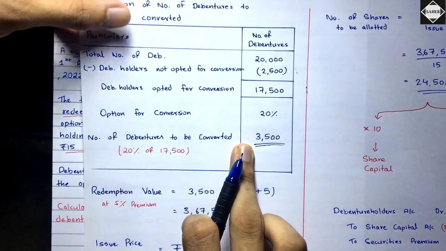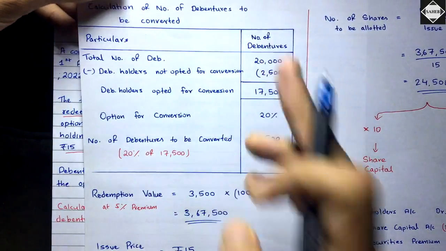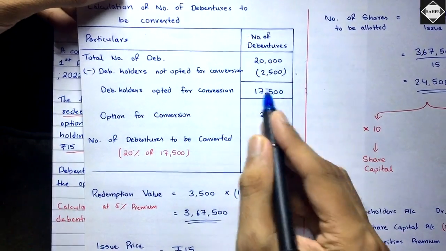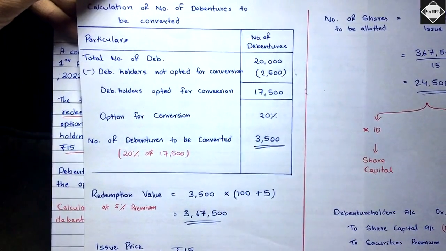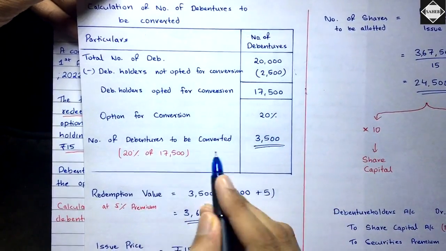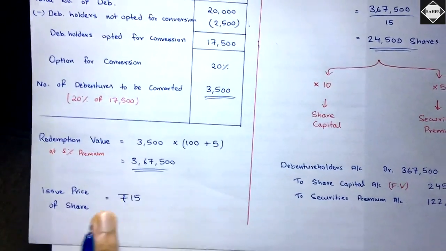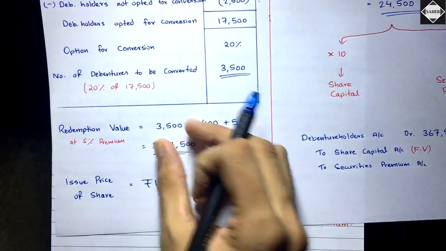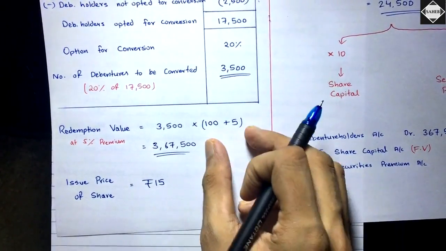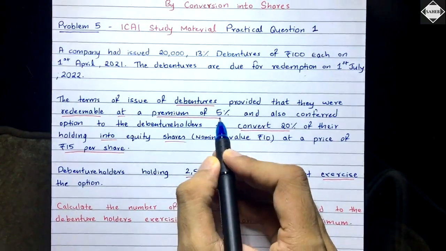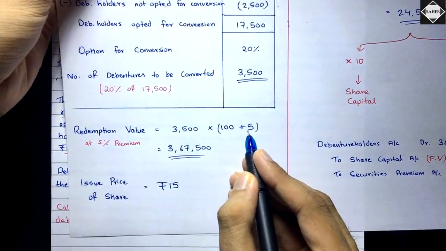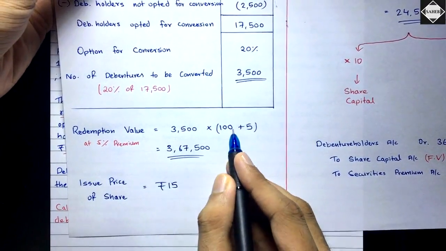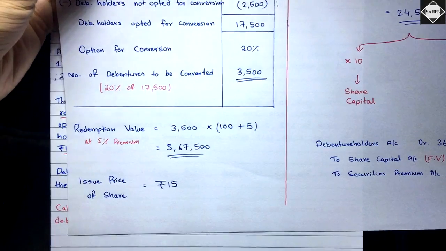First you have to calculate the number of debentures to be converted. This is a very simple thing to do. Total number of debentures minus those who have refused, then take the percentage, the convertible portion, and you will get the number of debentures to be converted. Then calculate the redemption value. Issue price will be given to you in the question. Take this and multiply with the redemption value per debenture. If there was, let's say, a premium of 10%, you would have taken 110. So 3,500 into 110. That's what you would have done, isn't it? Right.